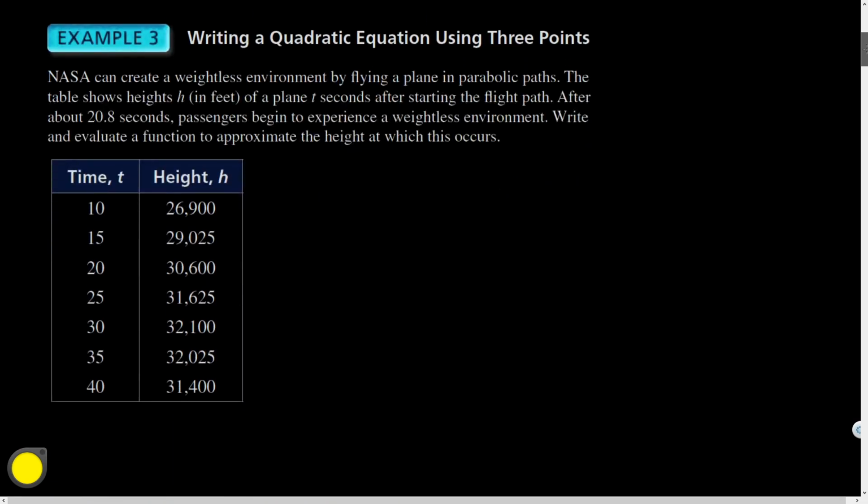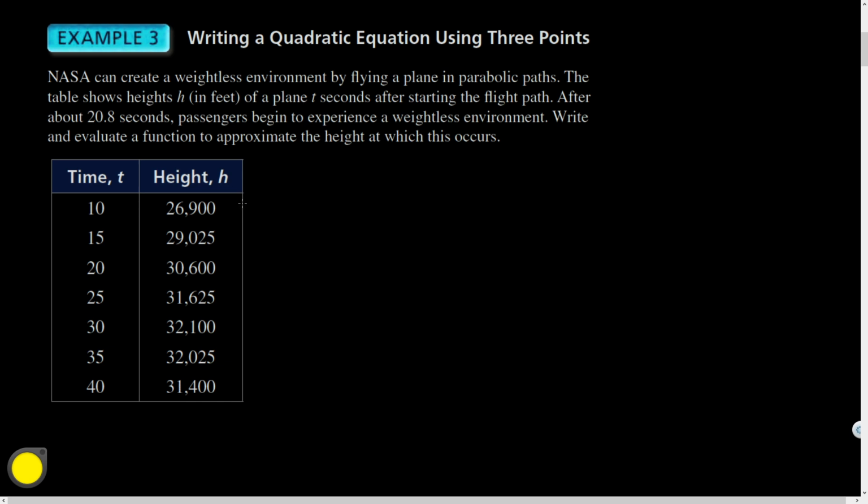And so here's example 3. NASA can create a weightless environment by flying a plane in parabolic paths. The table shows the height h in feet of a plane t seconds after starting the flight path. After about 20.8 seconds, the passengers begin to experience weightlessness. Evaluate the height at which this occurs. Here's some time, here's some height.